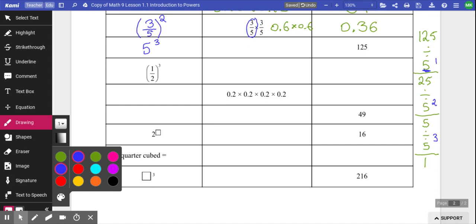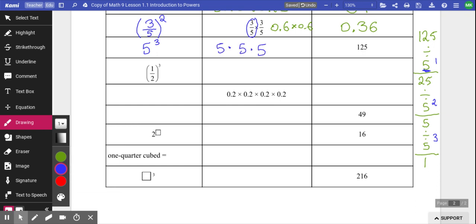So if it helps to just divide till you get to 1, do it that way. If you're getting it without doing that, that's fine. My middle number would then be 5 times 5 times 5. Yeah, for sure.